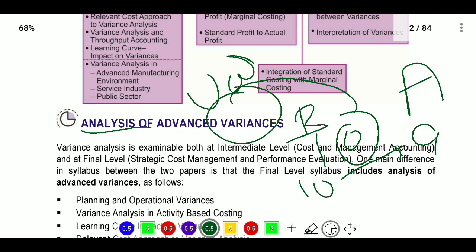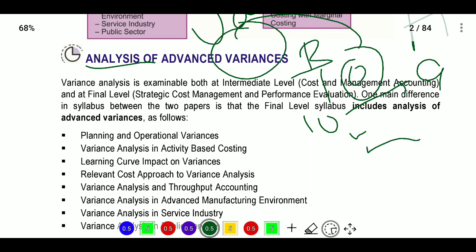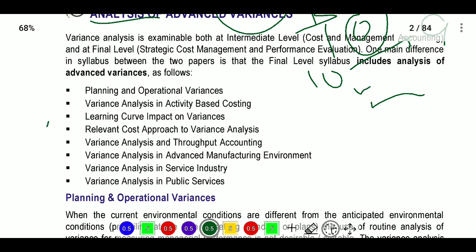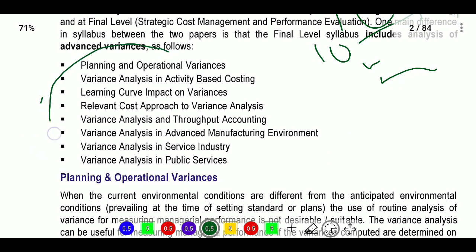Is it related to price change, or is it related to material change, or is it related to any other activity that was done? These are the advanced variances provided here: planning and operational variances, variance analysis, activity based learning curve impact. What is the learning curve impact? Learning curve means that for the first time you will take more time, and the second time you will take less time, and the third time even less. That is the learning curve impact on variances.